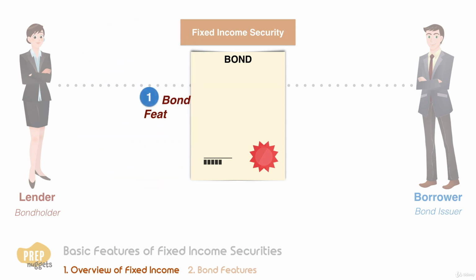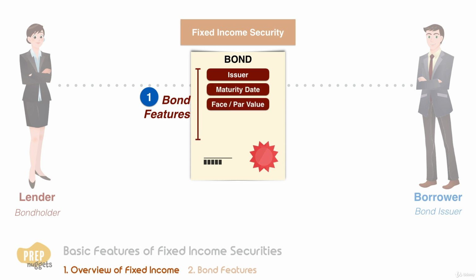Firstly, the bond's features. This includes the issuer, maturity, par value, coupon rate and frequency, and currency denomination. These features determine the bond's scheduled cash flows and therefore are key determinants of the investor's expected and actual return.